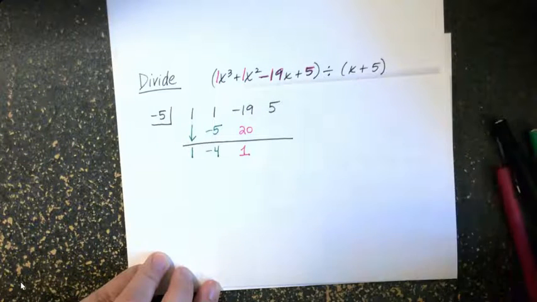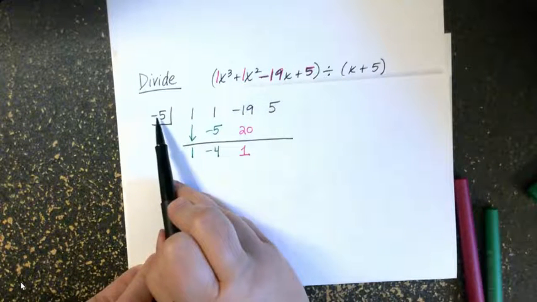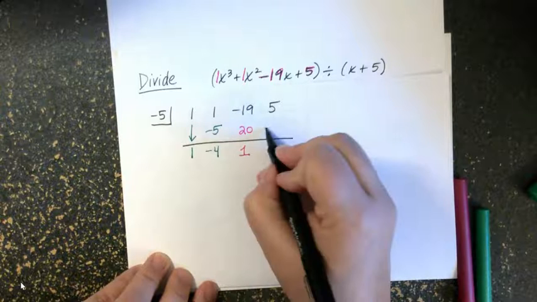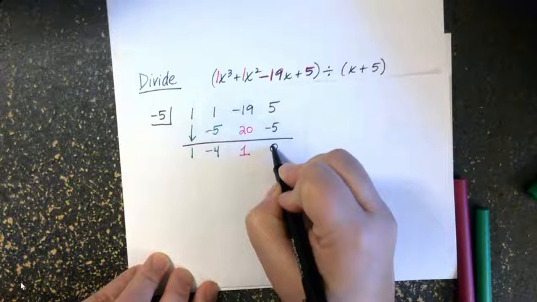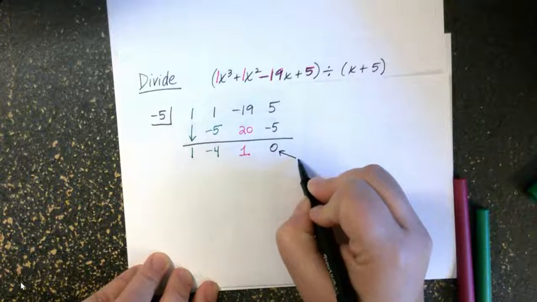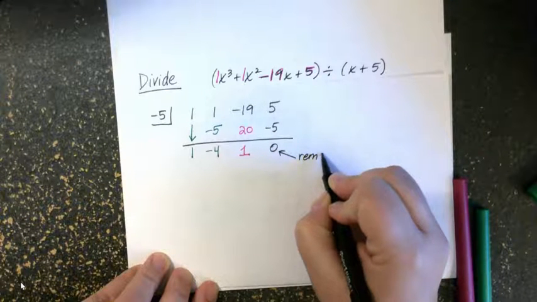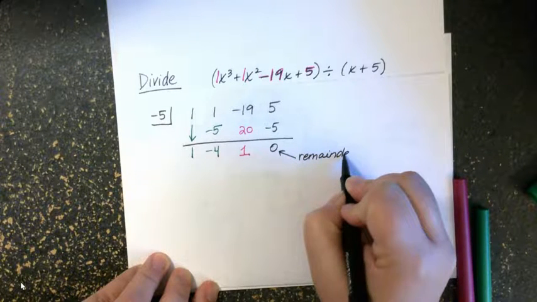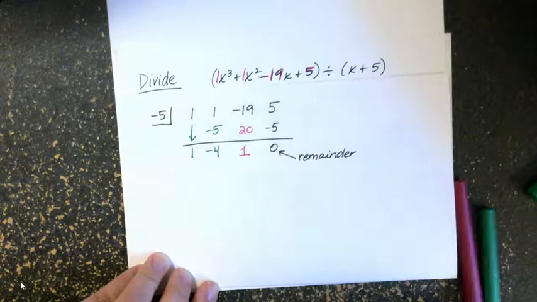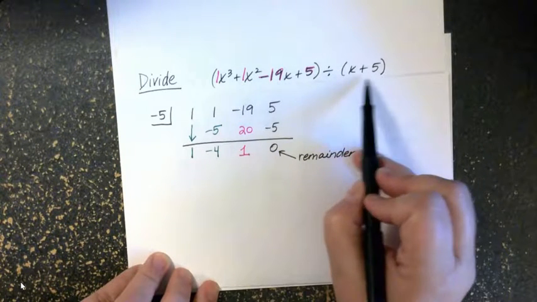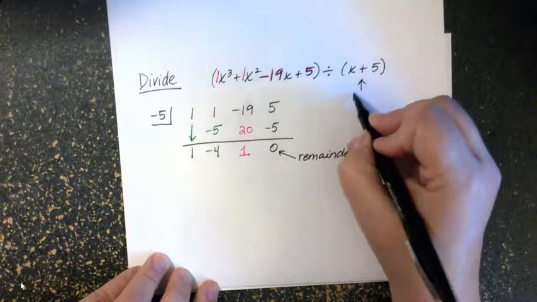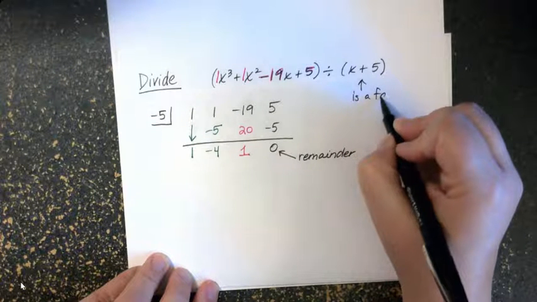Then I do it again. Negative 5 times 1 goes here, and then I add. 5 plus negative 5 is 0. This last term is the remainder, so this tells me that x plus 5 is a factor of this polynomial. Okay, it goes with a remainder of 0. That means this, my divisor, is a factor of my dividend.